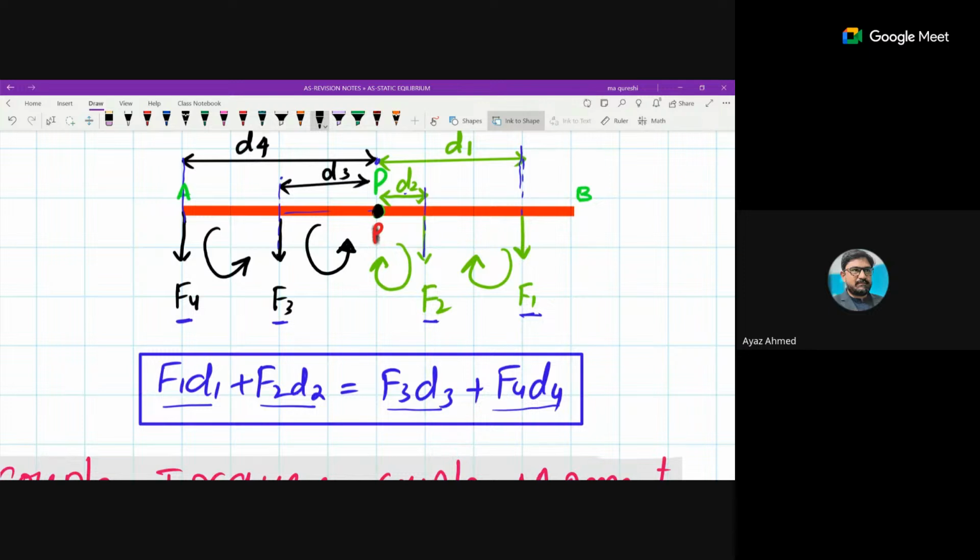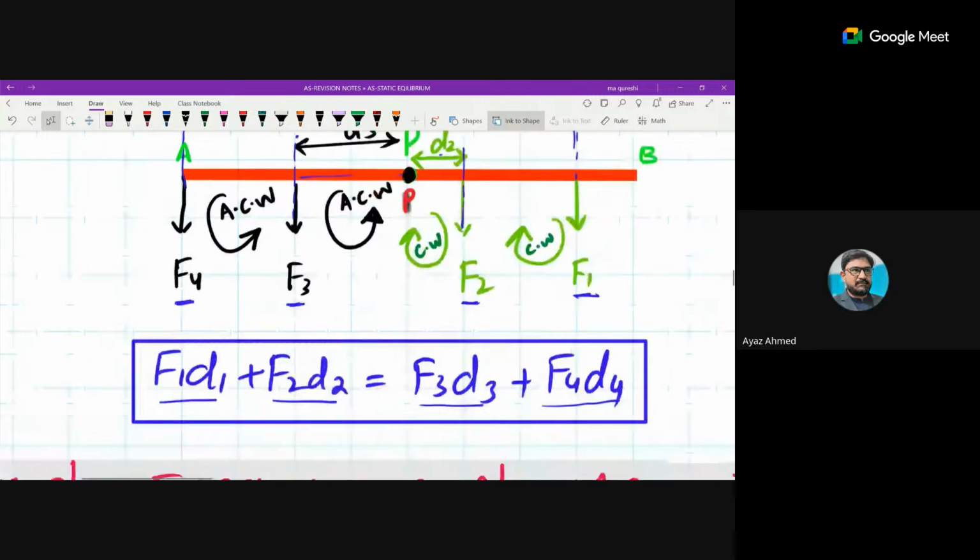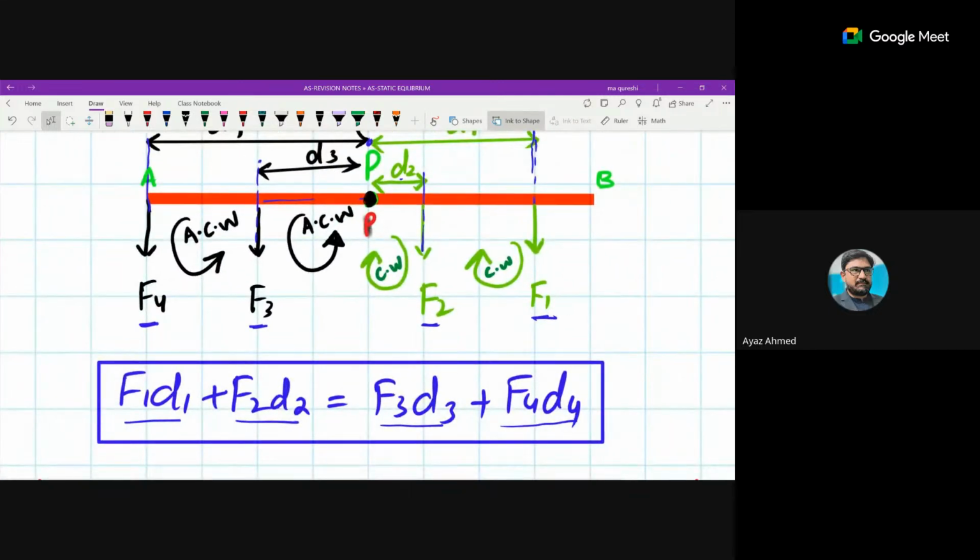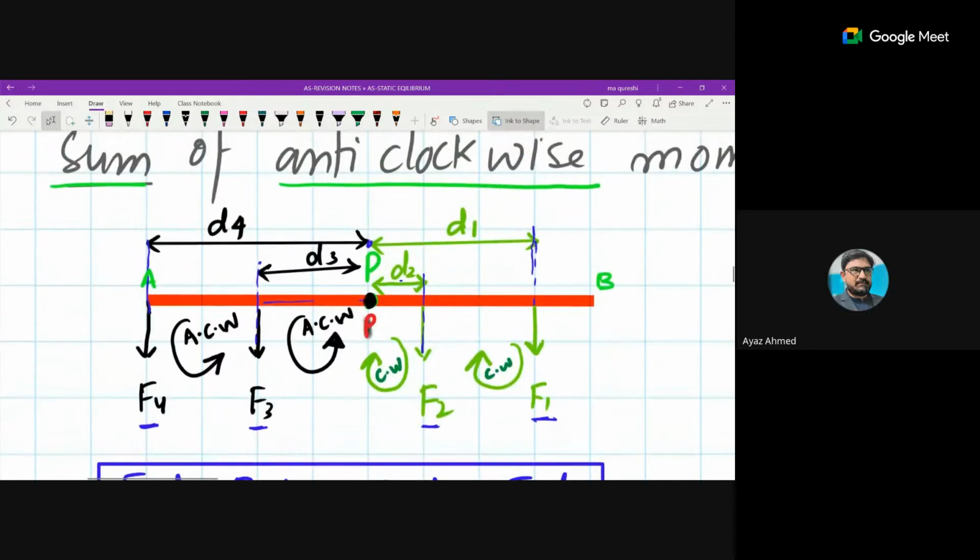Okay. Now, if you see these black forces, F3 and F4, they are providing you anti-clockwise movement. Similarly, it is providing you anti-clockwise movement. But these green forces, which type of motion are they providing? Clockwise, is it? So, according to the principle of moments, sum of clockwise moments equals sum of anti-clockwise moments. The main problem here with the students is when they measure the distance, that distance is from the pivot.